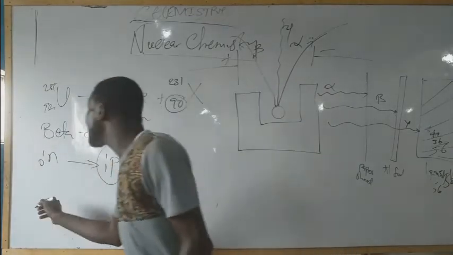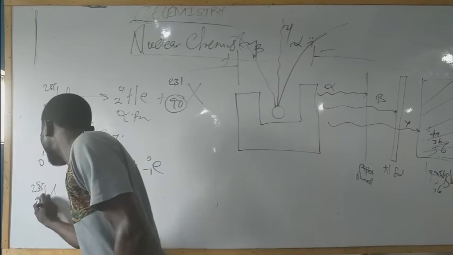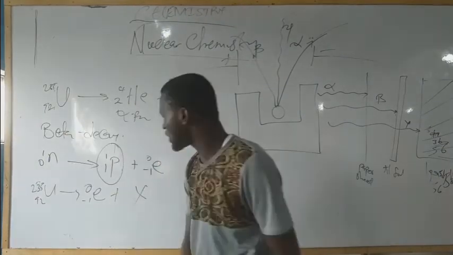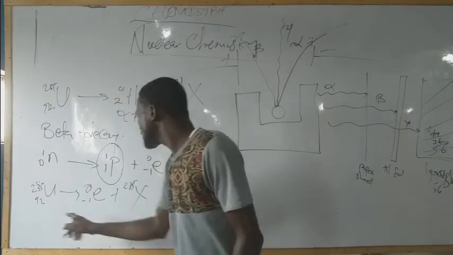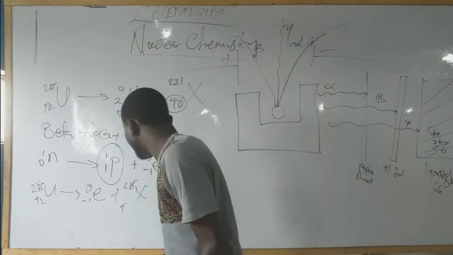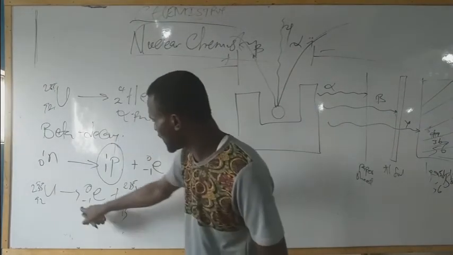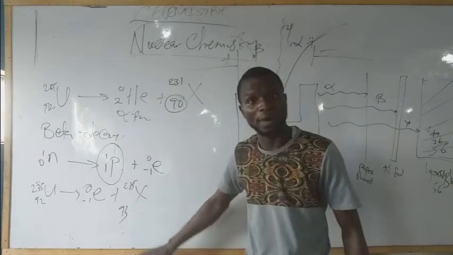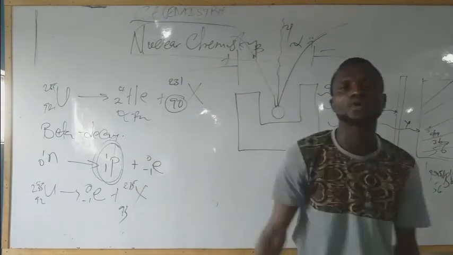For instance, look at uranium-235, 92, giving you beta. So look at the daughter nuclei. 235 minus 0 gives you 235. 92 plus 1 gives you 93. So if you look here, there's an increment in atomic number. Why? Because of the creation of a proton which remains in the nucleus.